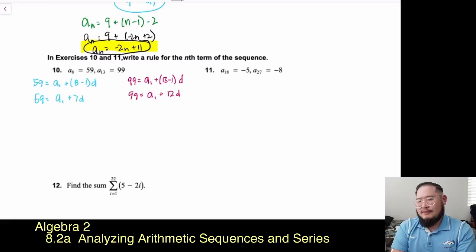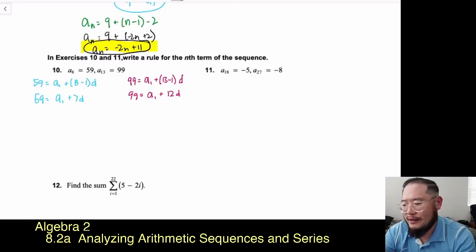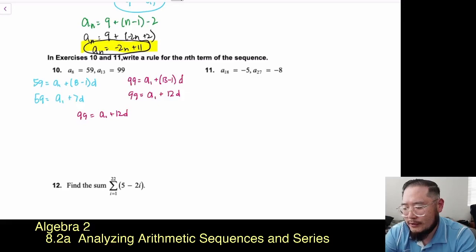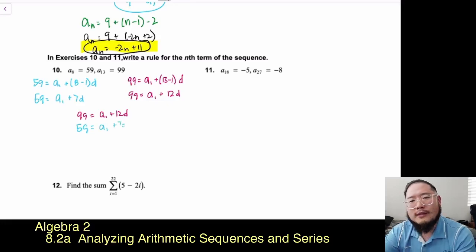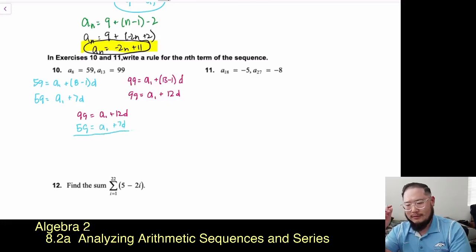What do I do? I've got 2 equations, 2 unknowns. Maybe I could set things up somehow to solve this out. And lo and behold, I can. What I'm going to do is take this 99 equal to a1 plus 12d, put that on top, and take the other equation, 59, and put that down below right here. And guess what I'm going to try and do?